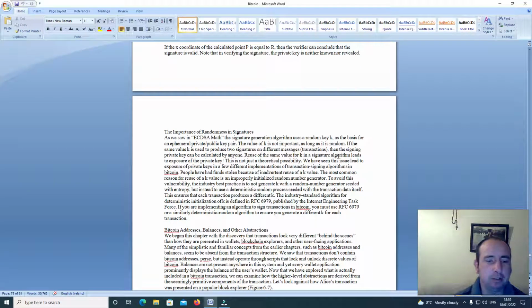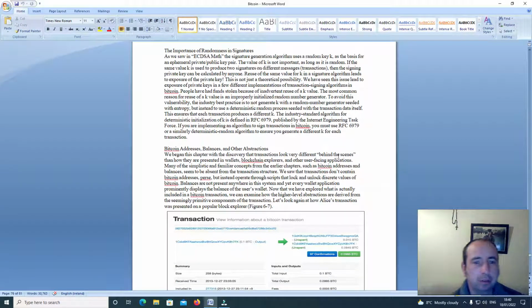If the X coordinate of the calculated point P is equal to R, then the verifier can conclude that the signature is valid. Note that in verifying the signature, the private key is neither known nor revealed.